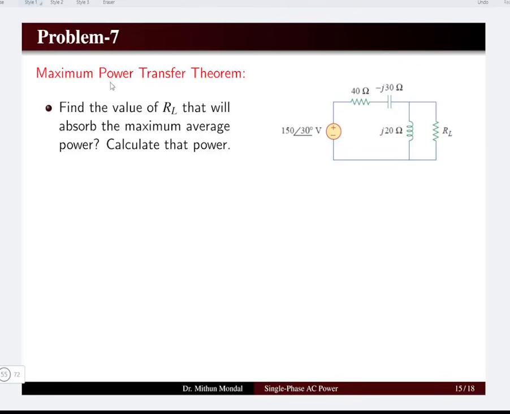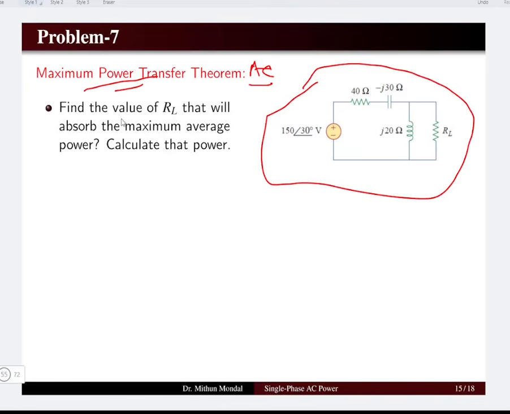Problem number 7 is based on maximum power transfer theorem for the AC circuit. So here is the circuit which is given to us. We have to determine the value of the load resistor RL. So what is this load resistor RL? That will absorb the maximum average power and calculate that power. So here in the network we see there is a resistor, there is a capacitor, and there is an inductor. So this is an RLC network with a source voltage.